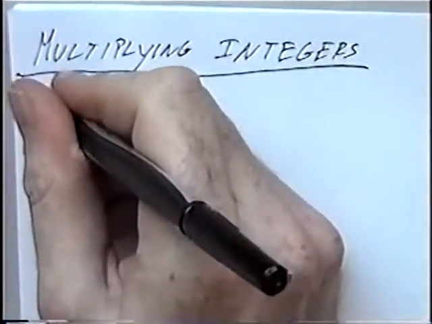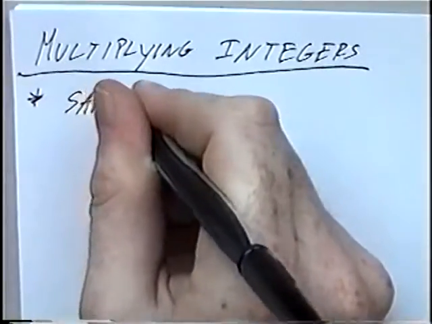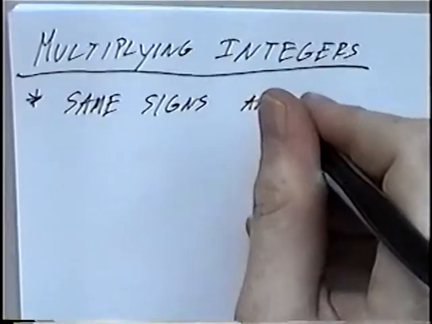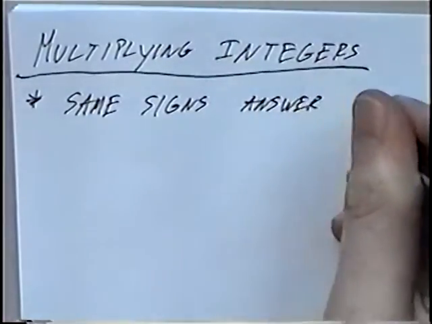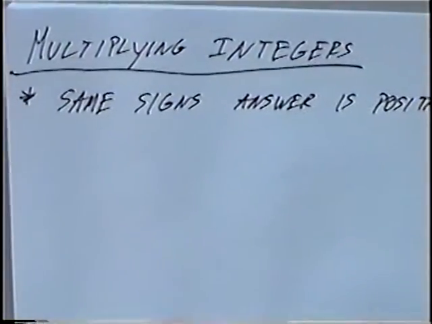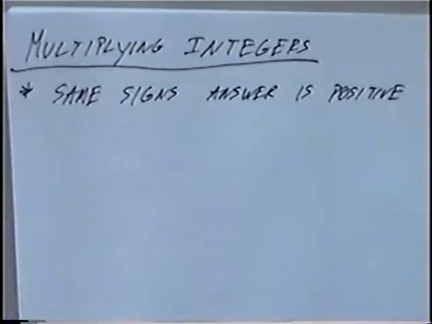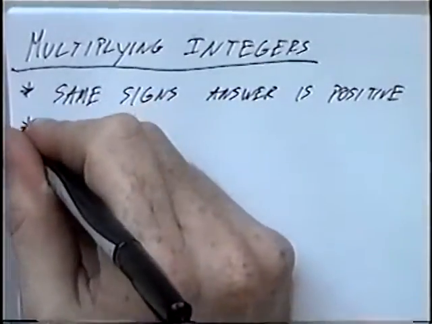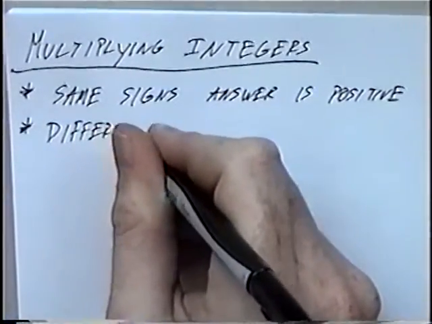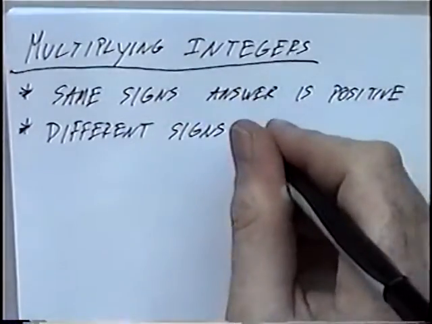Two definitions for this section. First definition, same signs. Answer is positive. And the second definition, different signs. Answer is negative.